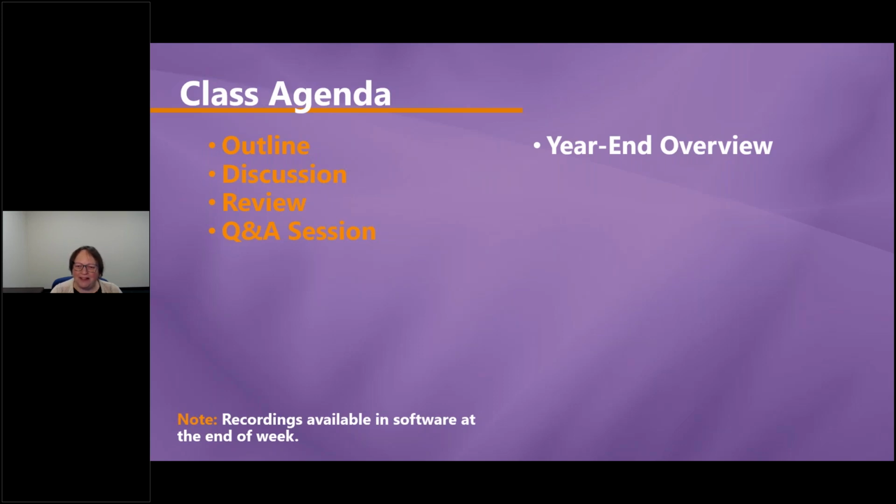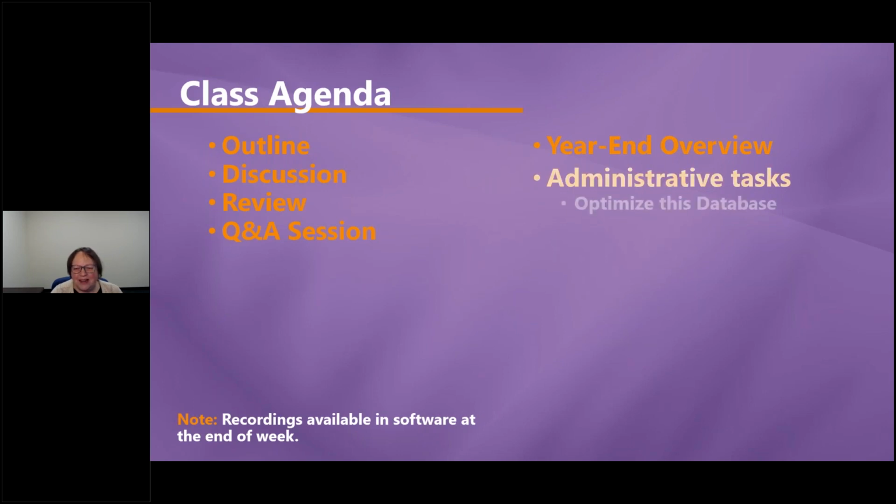So here's our outline that we were talking about. We're going to start with a quick overview of what the year end is all about. Then we'll talk about some administrative tasks that you take care of when you're doing your year end. The first thing you'll want to do is optimize your database, and you'll want to take a backup, and you'll want to do that frequently during the process of your year end. And then we'll talk about the actual specific finance tasks that need to be done to make sure that you're ready for your year end.